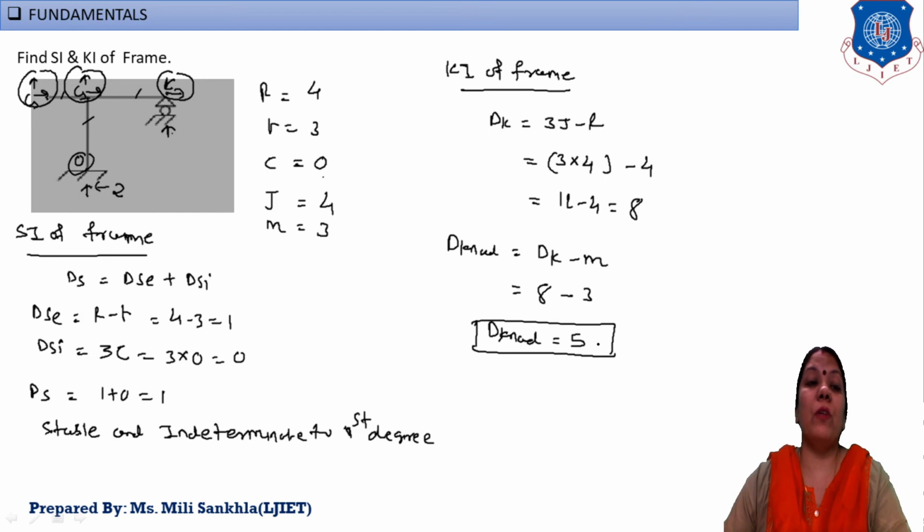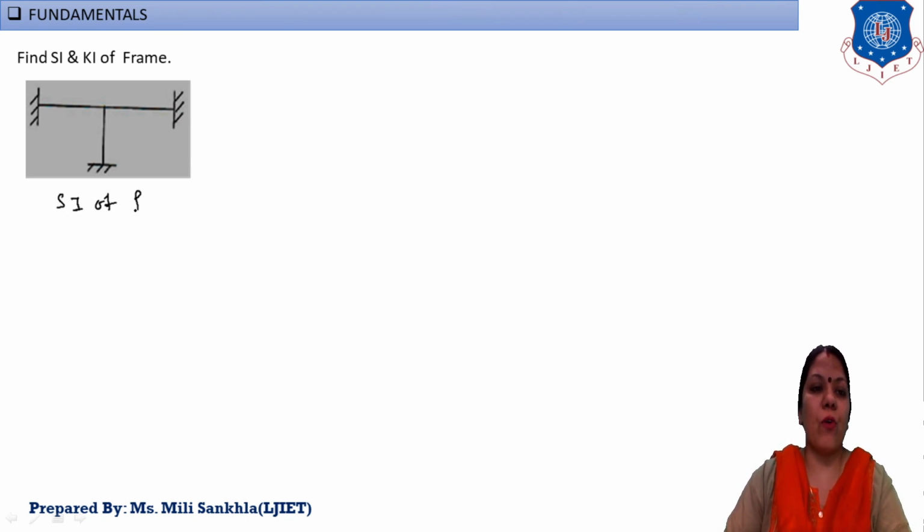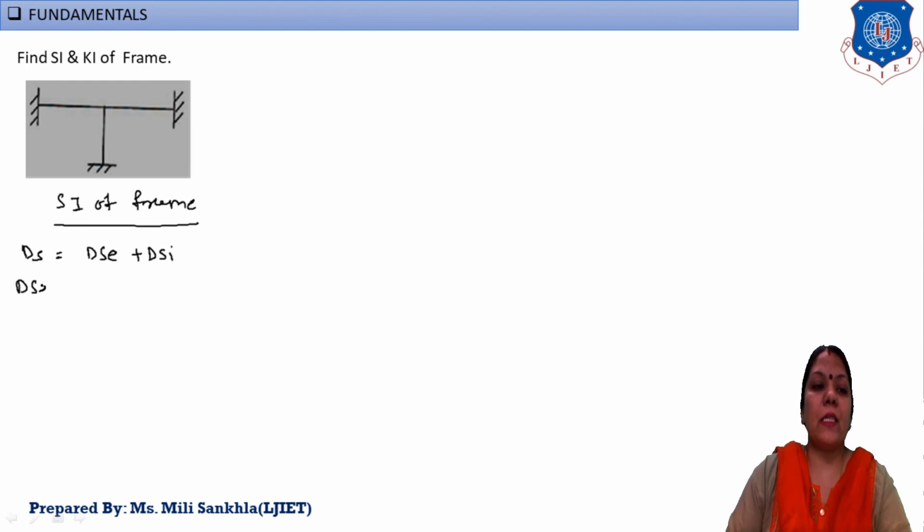Okay, now we solve the second example of frame. Okay, here I take again an open frame. Okay, then in the next session we solve the example of cell area and internal hinge. Okay, first we find out SI of frame. So write SI of frame. Okay, and for this given frame, my DS is equal to DSE plus DSI. Okay, and DSE is equal to capital R minus small r, and DSI is equal to 3C.